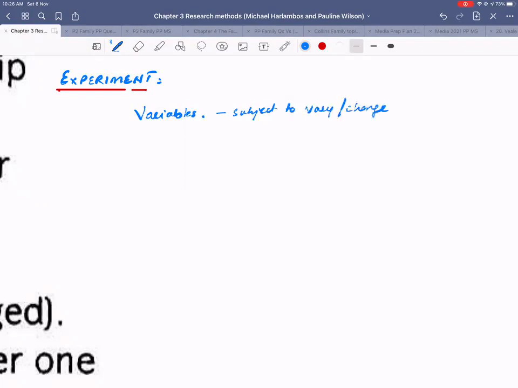Clear, dear? Right? Now, taking it a step ahead, when we talk about these variables, there are two different types of variables that you all need to know, that you all need to understand. Let's talk about an independent variable, also referred to as an IV, and a dependent variable, that is DV. Independent variable क्या है?